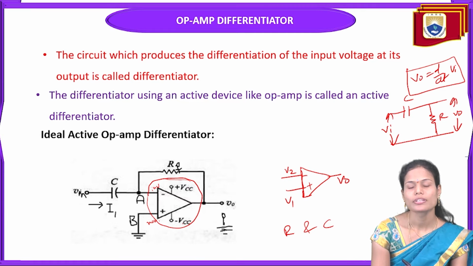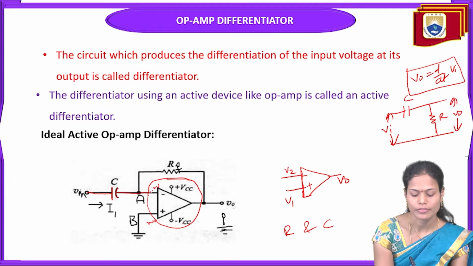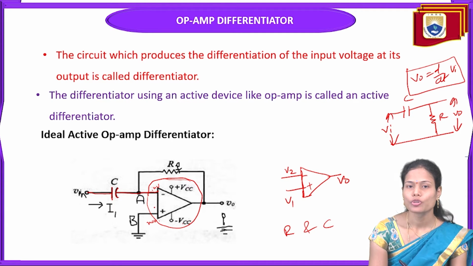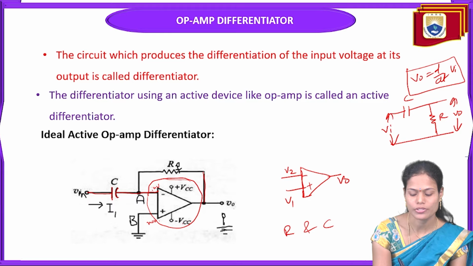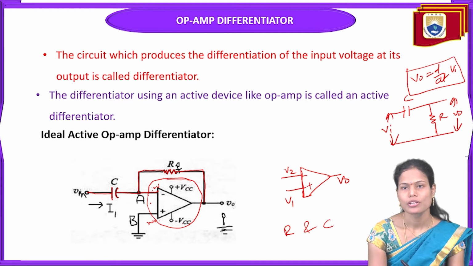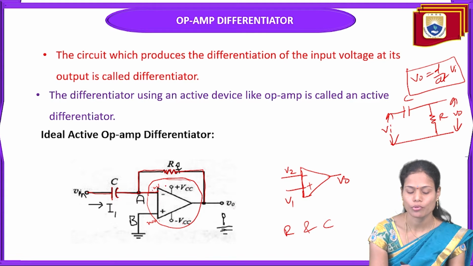The capacitor we are connecting at the inverting terminal of the operational amplifier. So here we are connecting the capacitor. And to provide the feedback from output to the inverting terminal, we are utilizing the feedback resistance RF. So the output signal through the feedback resistance we are connecting back to the inverting terminal. So we can call it the inverting differentiator. Why? Because we are providing the input directly to the inverting terminal.